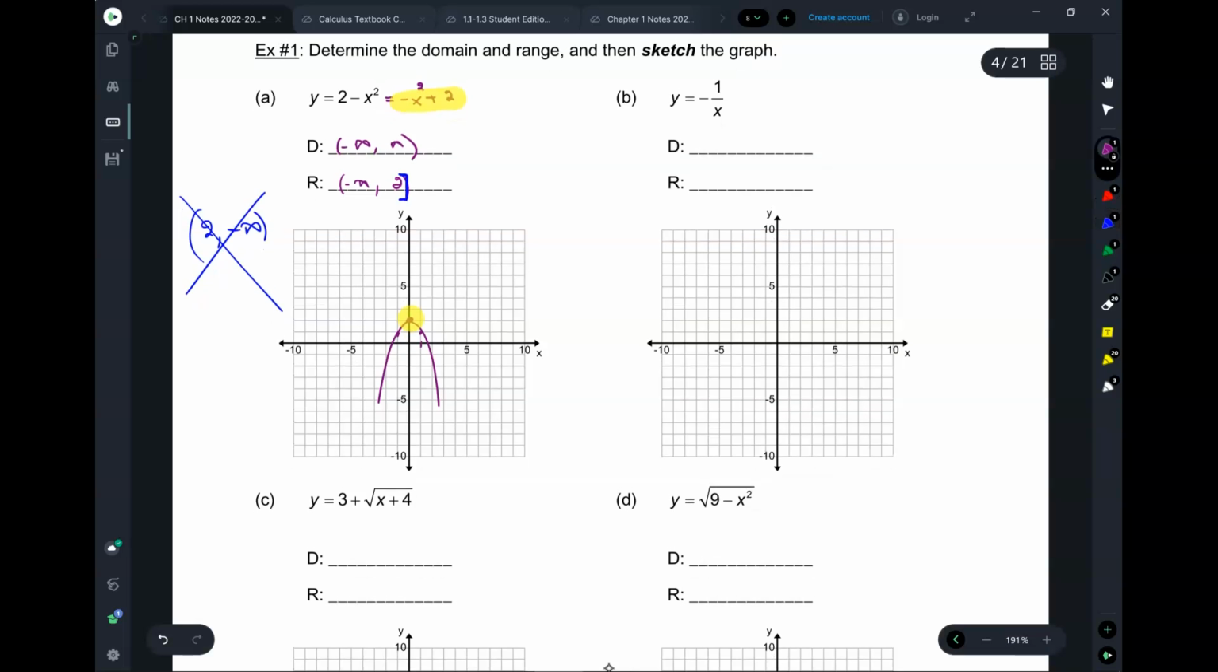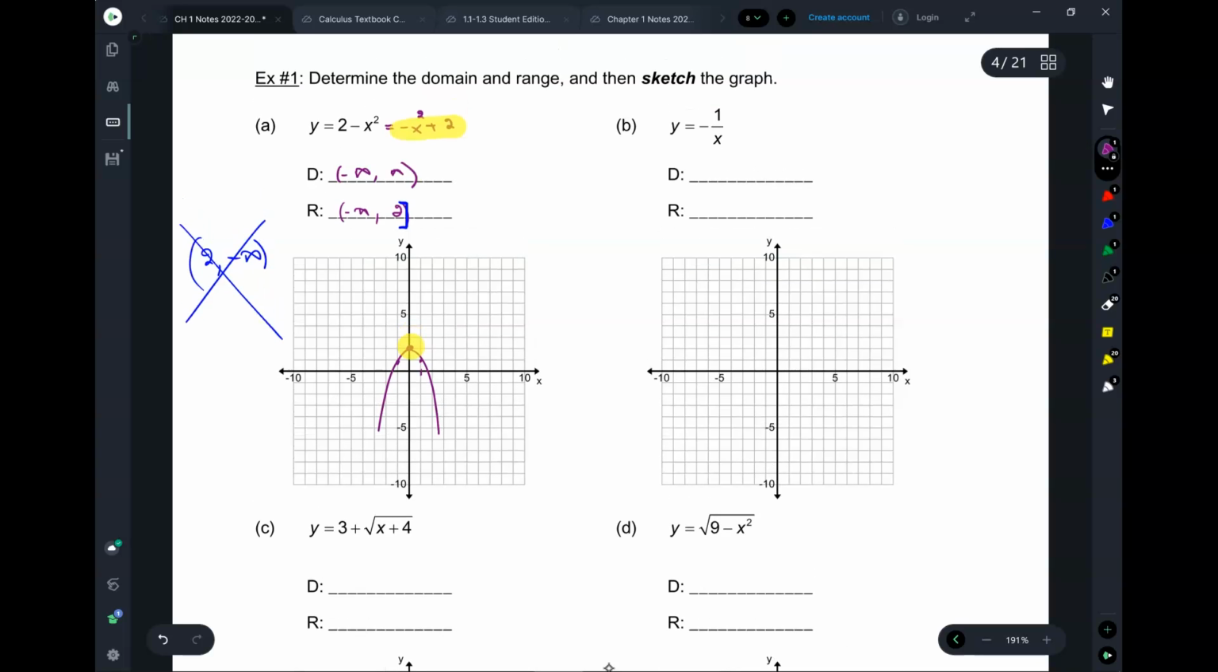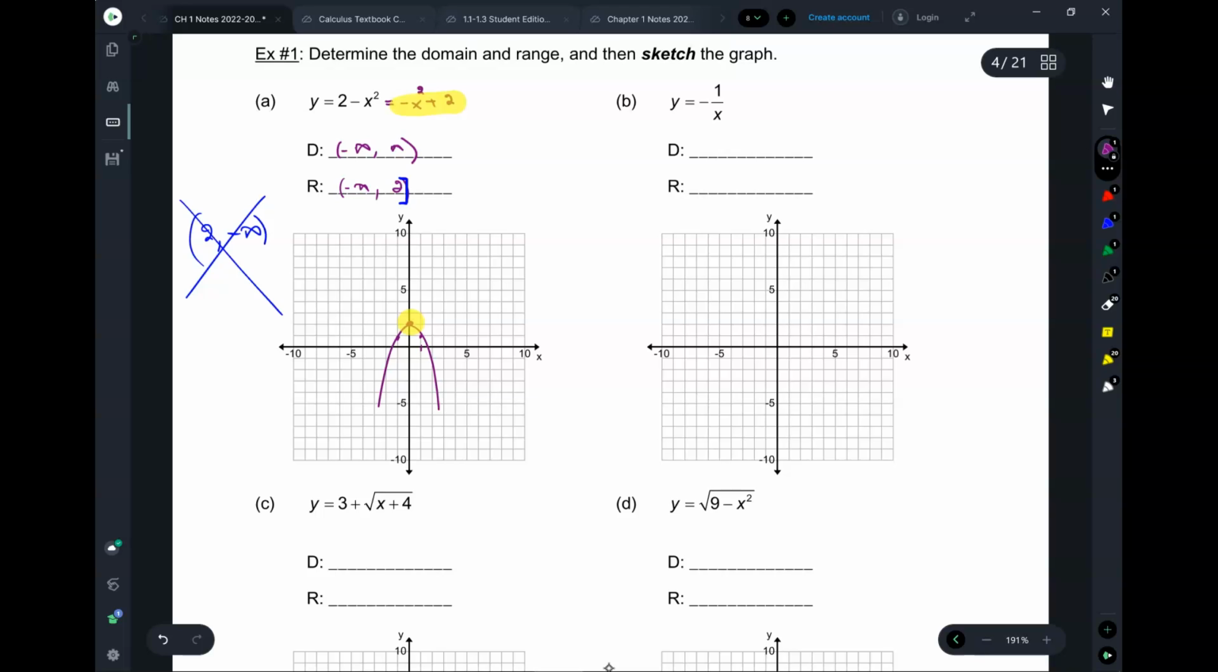Yeah, that is. Okay. 1 over x. 1 over x is a rational function. Are there any asymptotes here? Yes, at y equals 2. For B? Oh, we're at B. A doesn't have any asymptotes.